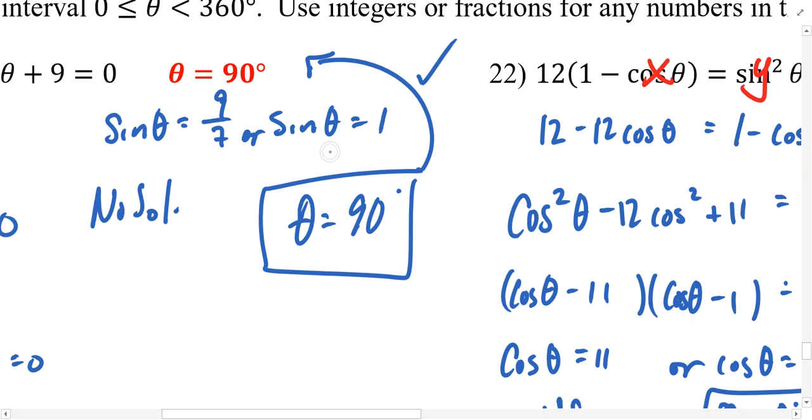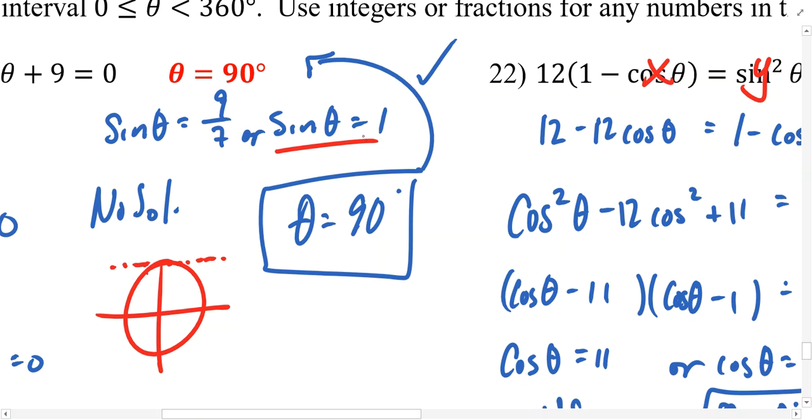Now the position in the unit circle where the y coordinate is equal to 1 occurs at 90 degrees, and the position in the unit circle where y is equal to 9/7 doesn't exist. 9/7 is a fraction bigger than 1, and there's no position inside the unit circle that's got a y coordinate bigger than 1. So it's impossible to find a solution from this. The only real solution exists from this factor, which is at 90 degrees.